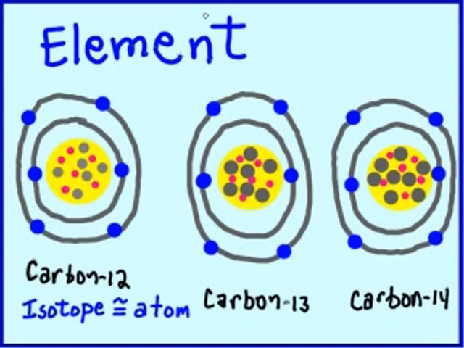And so if someone just said, draw me the element carbon, or show me the atomic structure of carbon, since carbon 12 is the most abundant, they would be talking about carbon 12, and you would draw it with 6 protons and 6 neutrons. So this is an element. An element includes all the isotopes or atoms of a particular chemical.